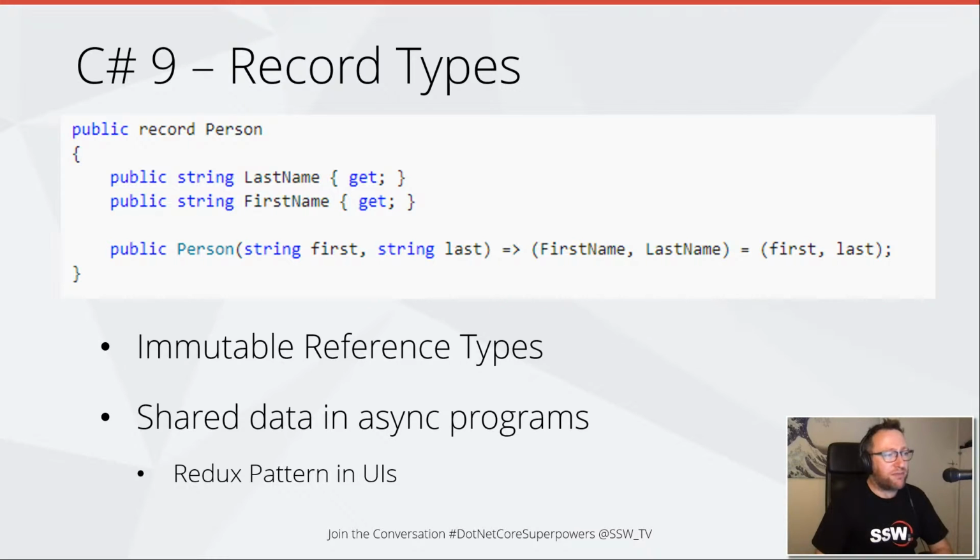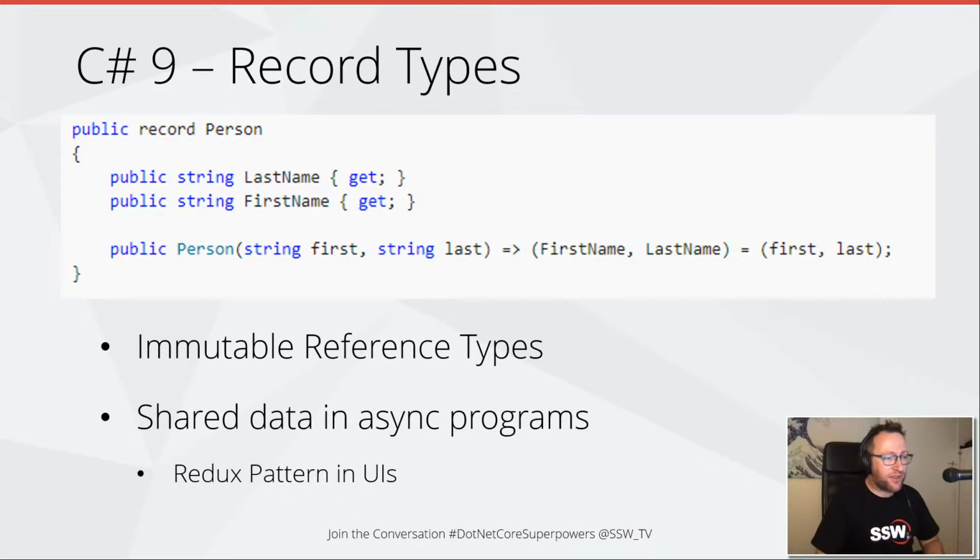Record types are immutable reference types. You pass by reference, but they're still immutable. You shouldn't change them. I can't change them. So why would I want this? Well, for me, the real useful bit for this is shared data in async programs.